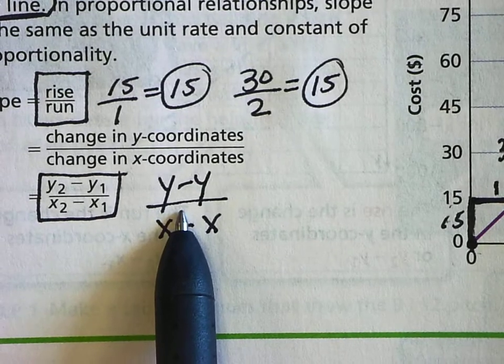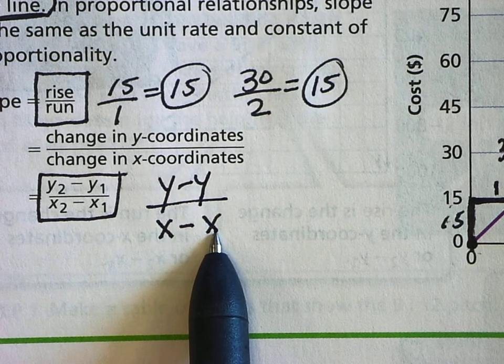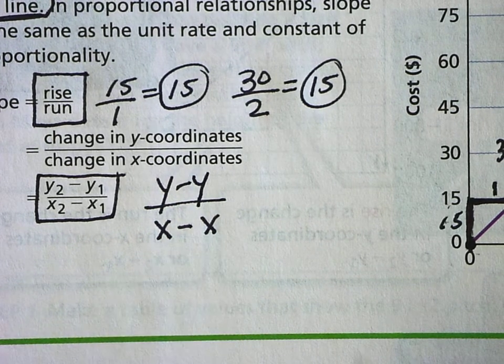Now let's use this y minus y over x minus x. Again, you need to find 2 points that land on your line. This time you're going to use the coordinates.